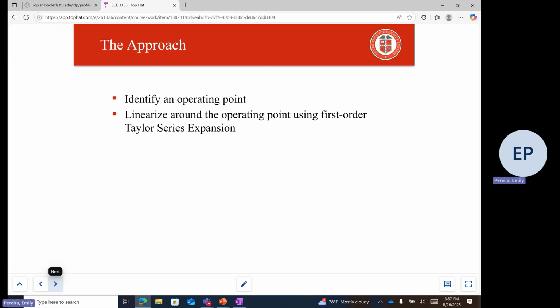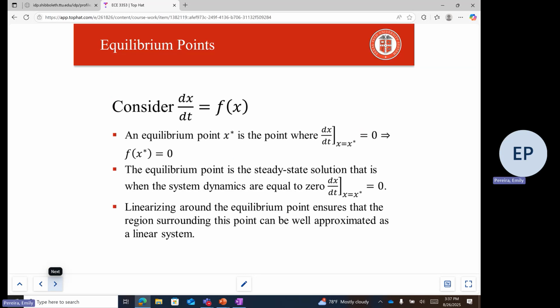So here is the general approach. We want to identify the operating point and then linearize around that operating point using that first order Taylor series expansion. So the question becomes, how do we choose the operating point? Well, we're going to talk about something called equilibrium points. And so we're going to consider the following dynamical system.